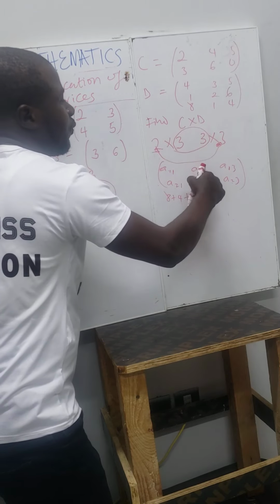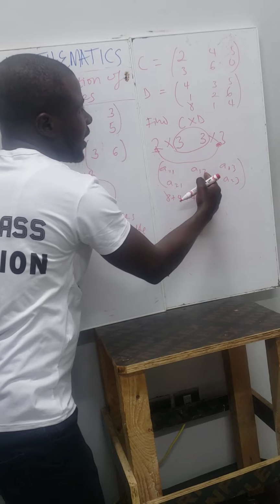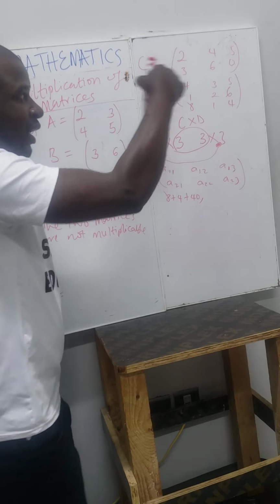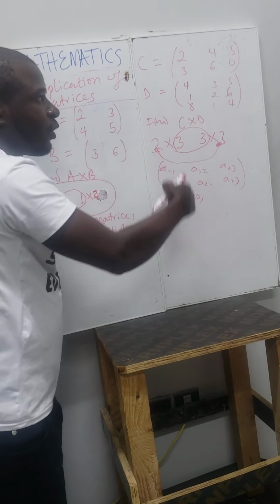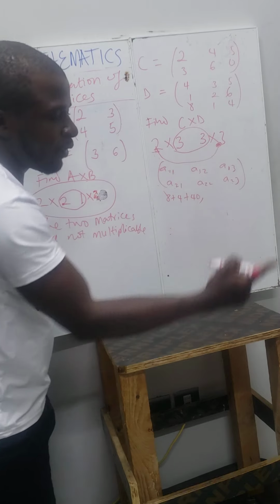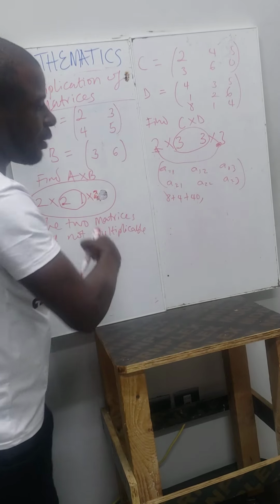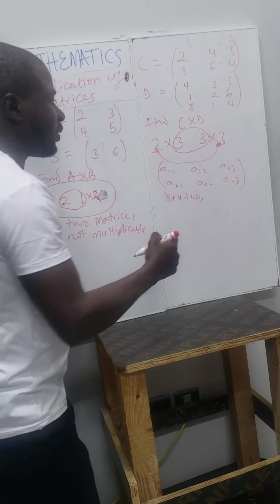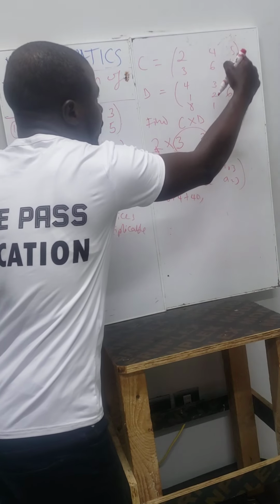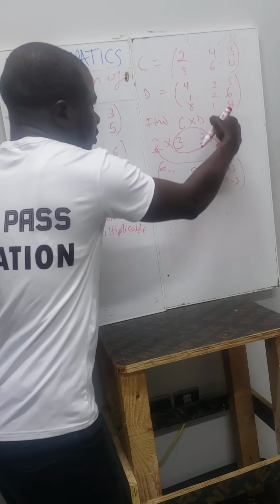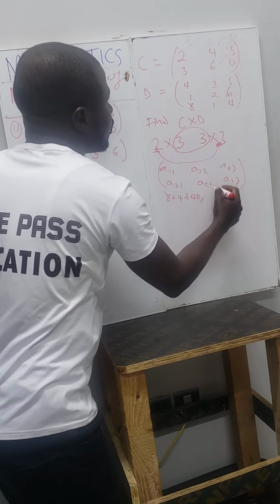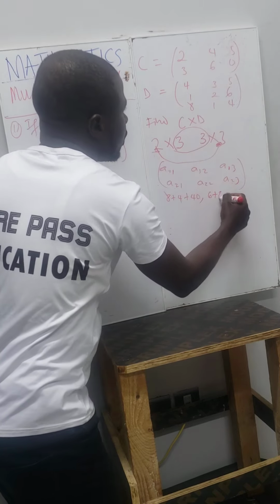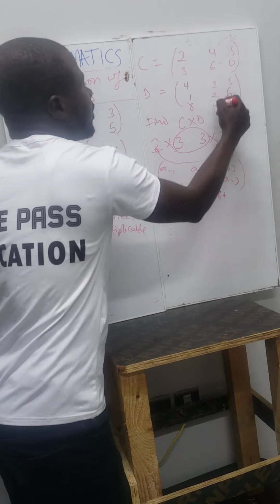Let's go to A12. 1, 2. The first row of the first matrix multiplied by the second column of the second matrix. The first number references the first matrix, while the second number references the second matrix. And the first number again is talking about the row, while the second number is talking about the column. Let's take note of this, it's very important. A12, the first row of the first matrix multiplied by the second column of the second matrix. 2, 3, that is 2 times 3 is what? 6, plus 4 times 2, 8, plus 5 times 1, 5.